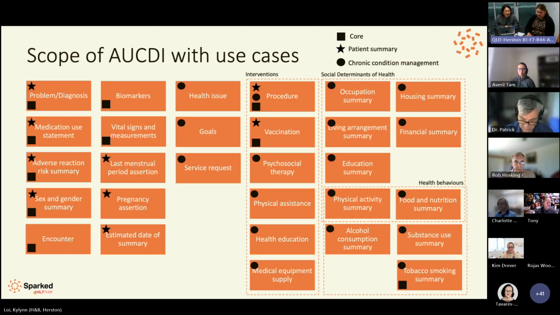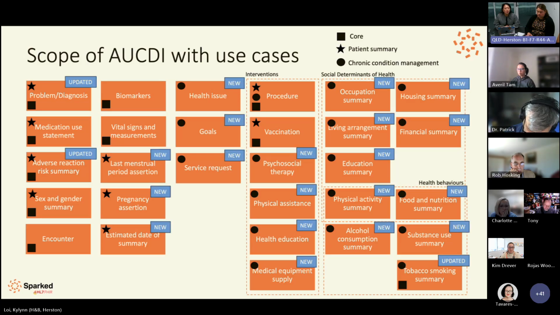The scope of AUCDI at the end of R2 is a lot expanded after R1. You can see the things with a square, the core things that we really focused on in R1, but the stars and the circles are where we added some additional patient summary and chronic condition management content. There's a whole bunch of social determinants of health and a whole bunch of new interventions that have been included, and health behaviours, and we'll keep continuing to grow this over the next year.